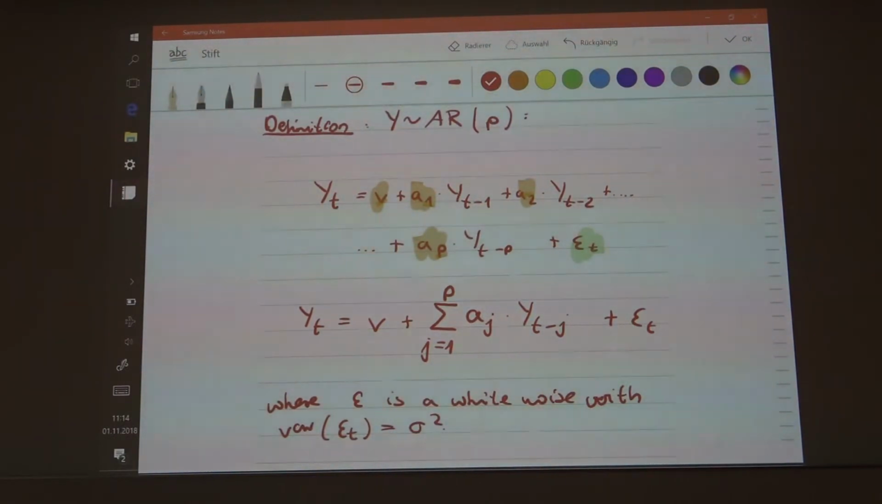Yes, you got a question? Is our error term always a white noise or other? Yes, it's always a white noise. Okay, that's always the case. All right.